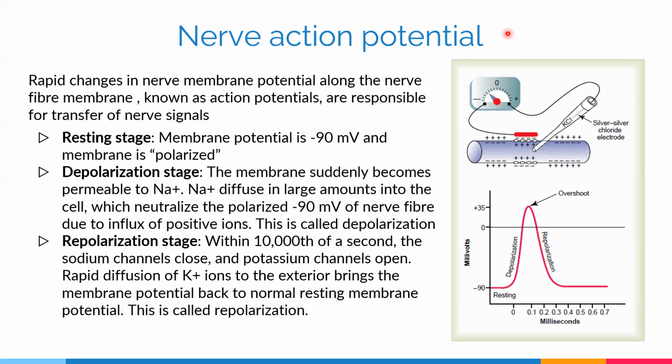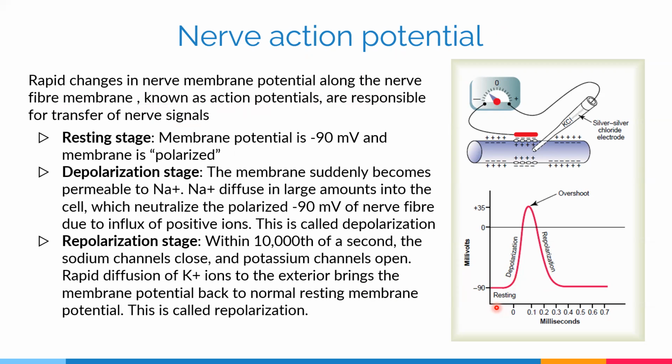This increase in membrane potential is how nerves conduct signals from one part of the nervous system to another. Rapid changes in membrane potential along the nerve fiber is known as action potential, and this is responsible for transfer of nerve signals. Action potential has three separate stages, as we can see from the diagram here. The first stage is the resting stage, where the membrane potential is the normal minus 90 millivolts that we have just calculated.